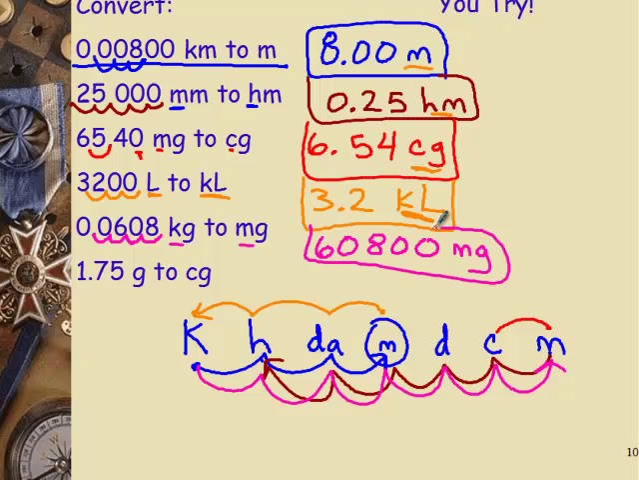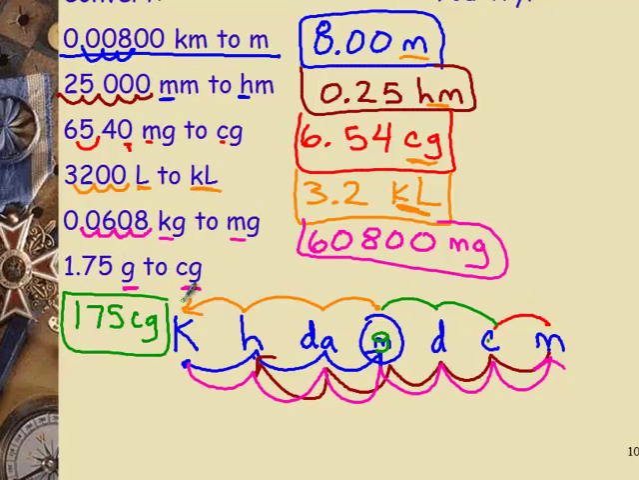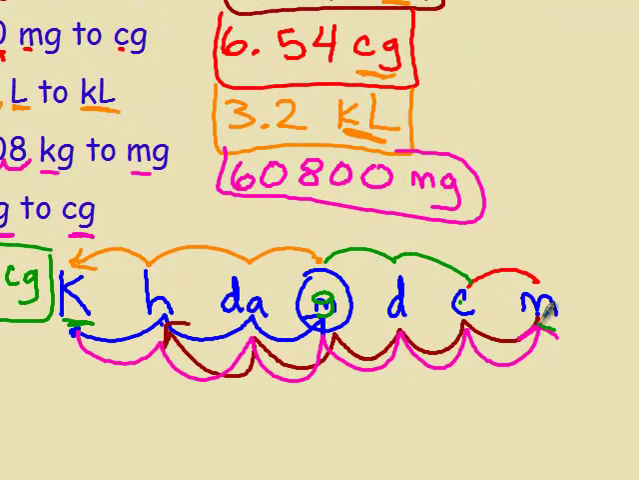Last one. Grams to centigrams. Grams is the base unit. Centigrams, so 1, 2 to the right. 1, 2 to the right makes it 175 centigrams. So there's metrics from kilo down to milli. Now we did learn some other prefixes, and I will do that one in the next video.